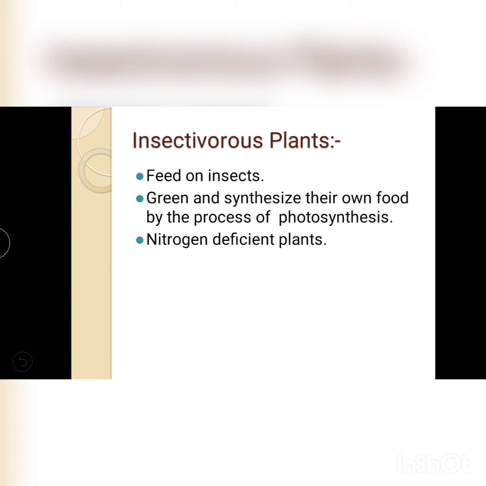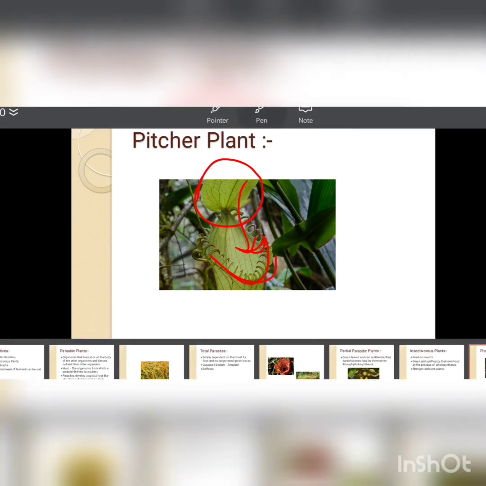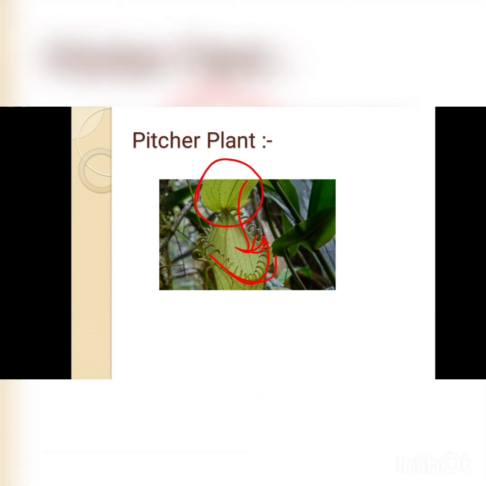Now which plants are the insectivorous plants? Just look at the picture. In cartoons you must have seen this plant. In this leaf, when an insect comes, it will get closed, so the insect is trapped by the plant. It is known as the pitcher plant. Why is it known as the pitcher plant? Because the leaf is like a pitcher.